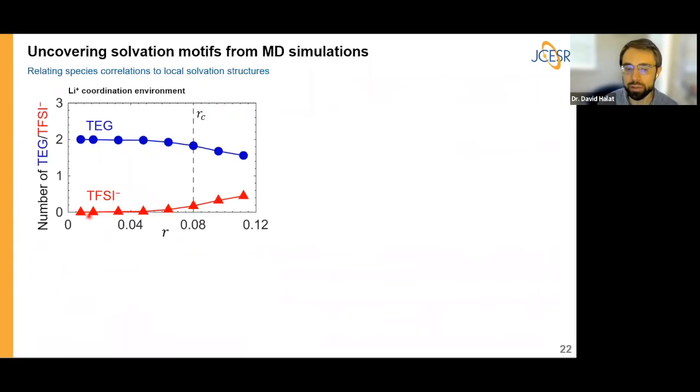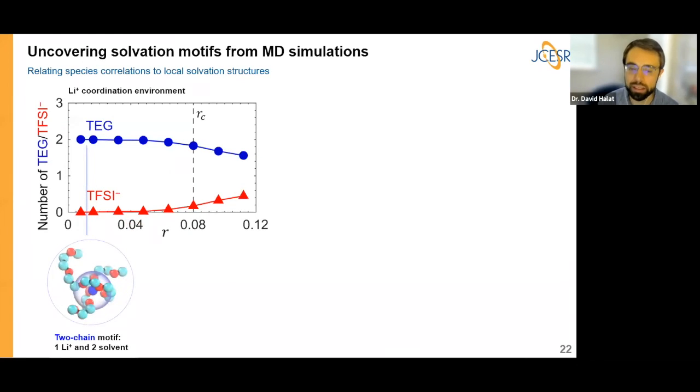To uncover the relevant solvation structures using MD, we first focus in on the local environment of the lithium cation. Lithium may be solvated by oxygens either on the tetraglyme chains, here shown in blue, or the TFSI anions, shown in red. At low concentrations, the average number of tetraglyme solvent molecules near lithium is 2, but at high salt concentration, that decreases and the number of anions coordinating to lithium increases, right?